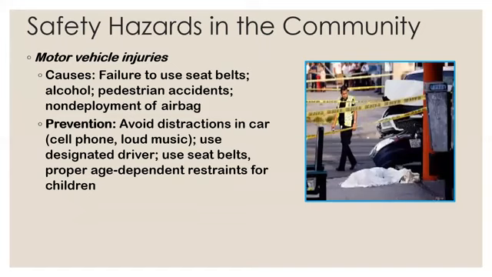All right, so moving on to safety hazards in the community. So motor vehicle injuries. These are the second leading cause of accidental death in the US, in adults and children older than 1 year of age. They account for about 37% of all accidental deaths. Failure to use seatbelts and proper child car seats continues to be the major contributing factor to these deaths.